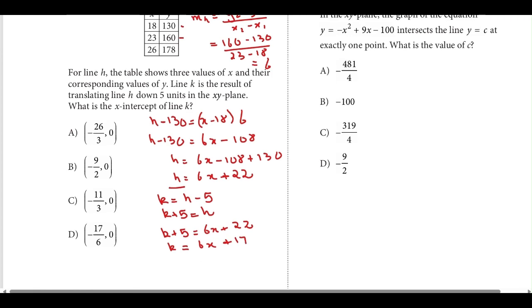And they're asking for the x-intercept. It means where does it cut on the x-axis, in which the y is always 0. 0 equals 6x plus 17. It means negative 17 equals 6x and x equals negative 17 by 6, which is option number D.